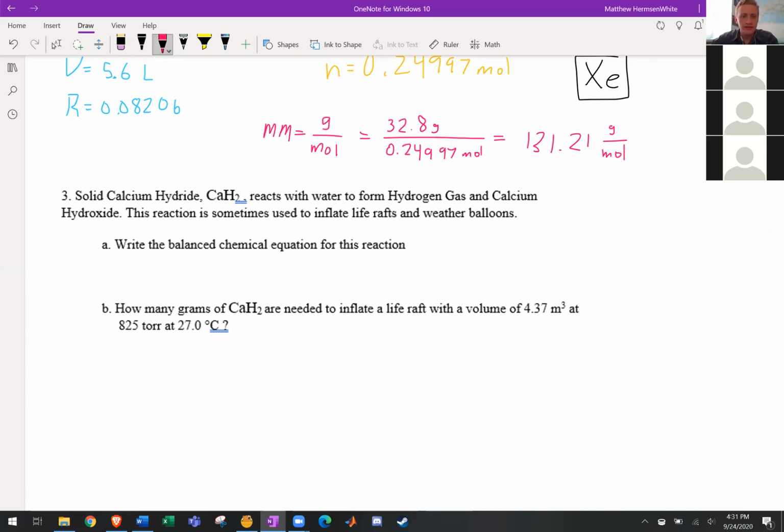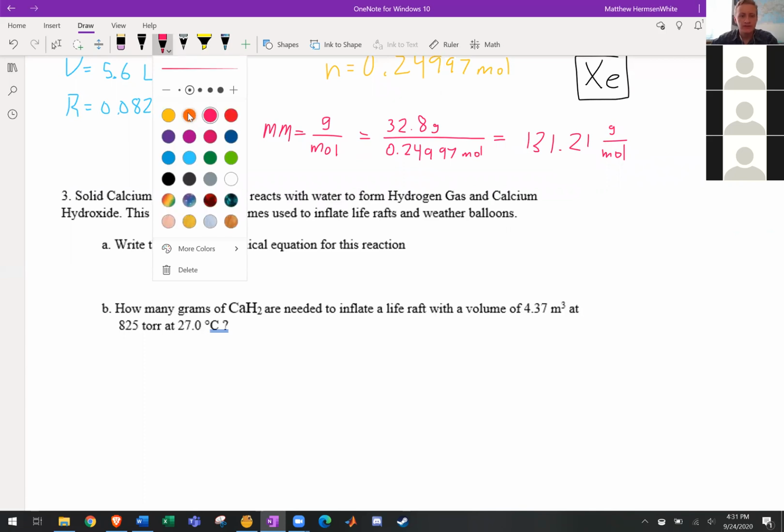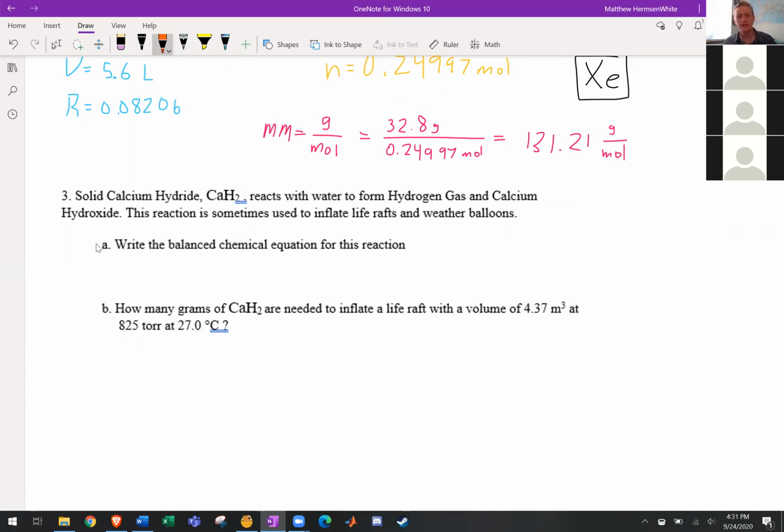Part A says, what is the balanced equation for this reaction? Now, I can't remember who asked in yesterday's session if we were always going to be given the reactions, but this would be a case where you have to develop the chemical reaction on your own. So let's write down what we're given. We're given CaH2, and we're told this is a solid, and this is reacting.